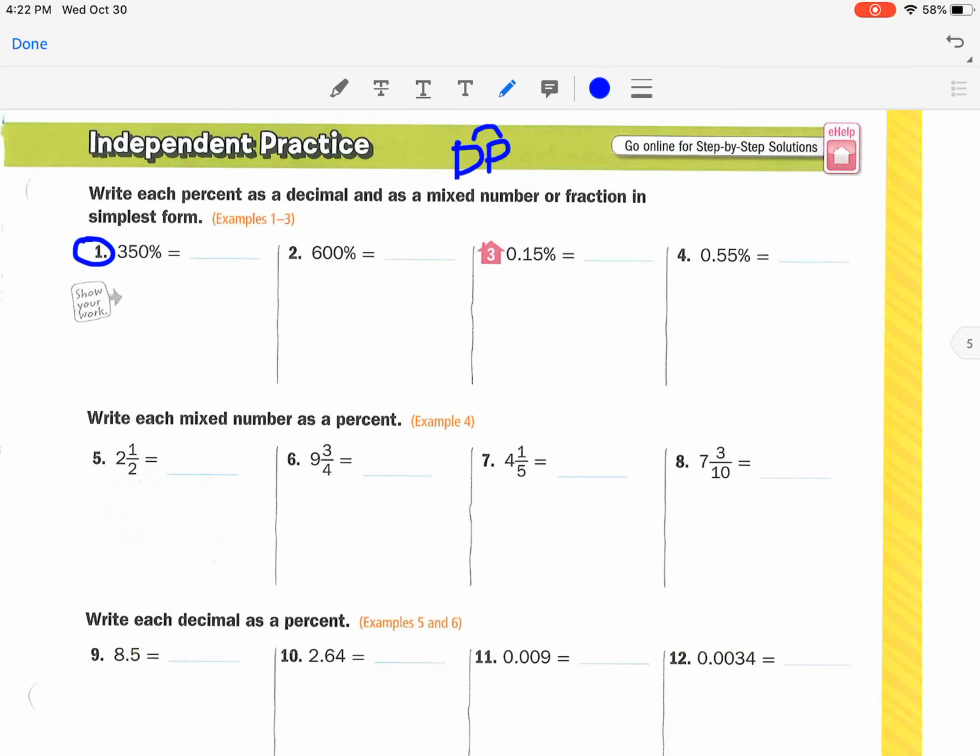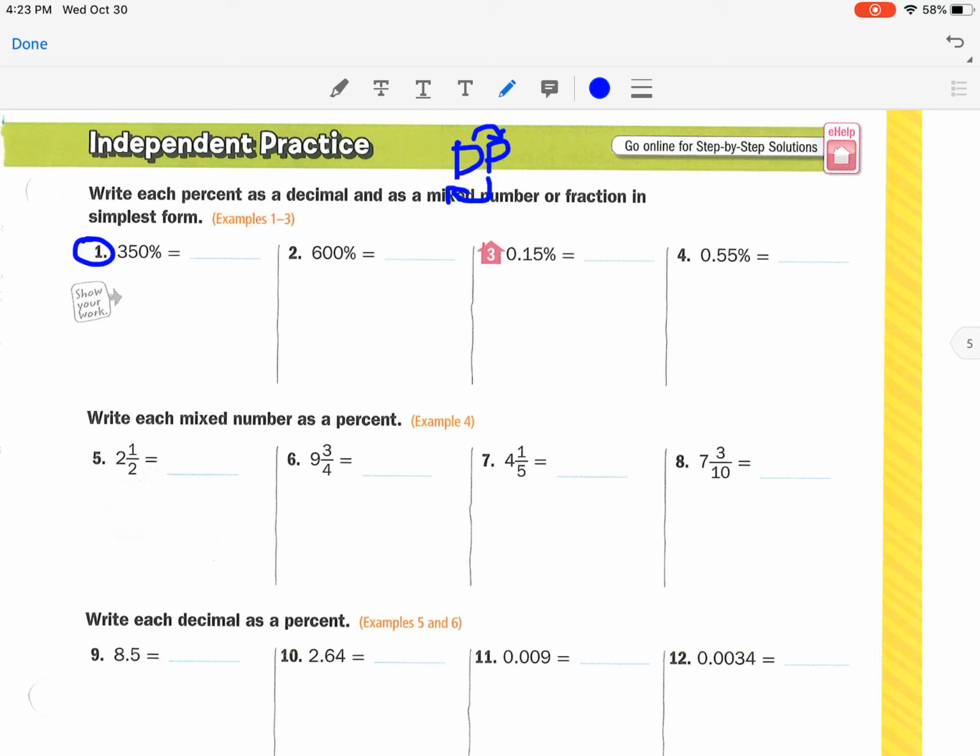Okay, we're going to go ahead and take a look at some more practice problems on page 121 to continue on with this lesson, to make sure that you understand it before going and doing it independently by yourself. So up at the top of the page, I want you to put your DP to remember the directions in which we go from decimal to a percent and a percent to a decimal. So it says write each percent as a decimal and as a mixed number or fraction in simplest form. So let's get started right away.